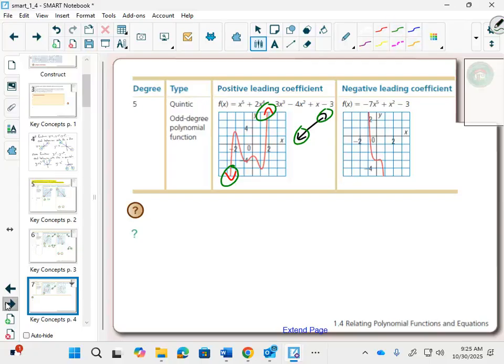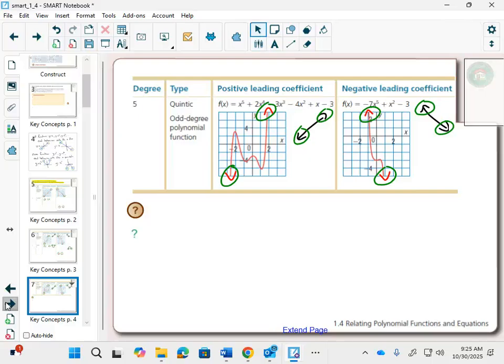And finally, negative leading coefficient, I think of a line with a negative slope. So my end behavior should start top left and bottom right. I find this visual the easiest way to remember.